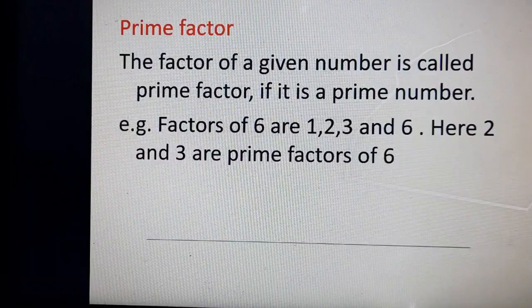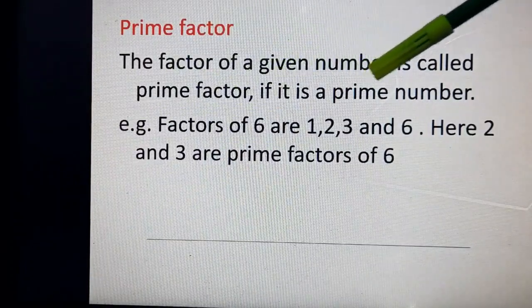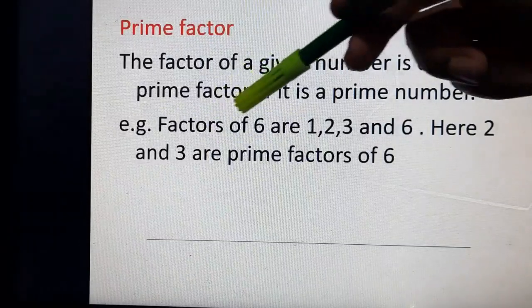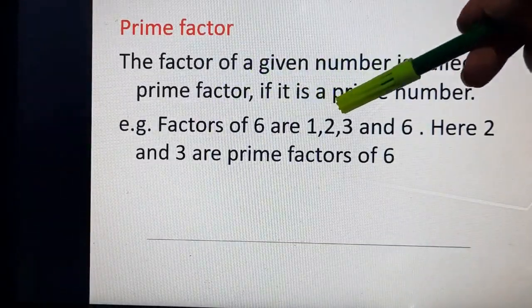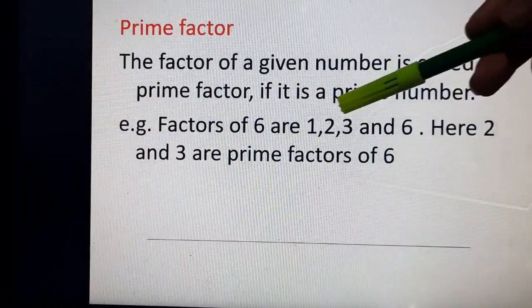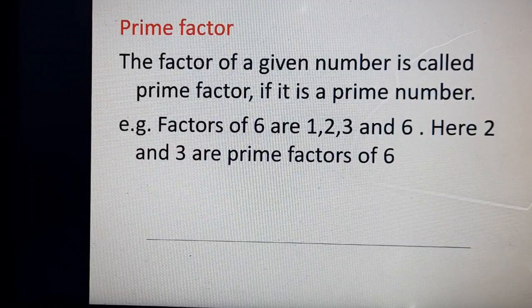Next definition is prime factor. The factor of a given number is called prime factor if it is a prime number. अगर किसी नंबर का फैक्टर प्राइम नंबर है तो वो प्राइम फैक्टर कहलाएगा. For example, factors of 6 are 1, 2, 3 and 6. Now you can check from here. 2 and 3 are prime factors of 6. Understood?